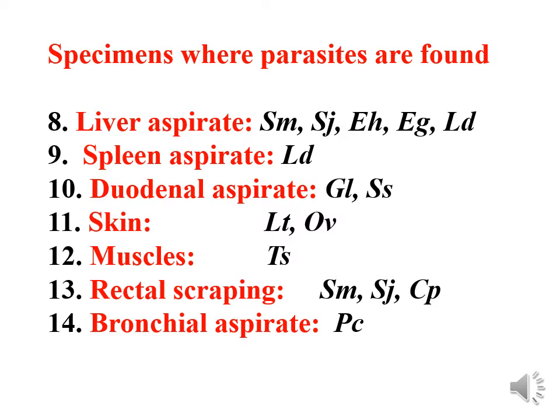In old infections, or what we call chronic infection with Schistosoma mansoni, Schistosoma japonicum, and also Cryptosporidium parvum, rectal scraping may be helpful because in chronic infection with schistosomes, there is the tendency of the eggs to get trapped in the tissues. Bronchial aspirate, Pneumocystis carinii, causing pneumonia.